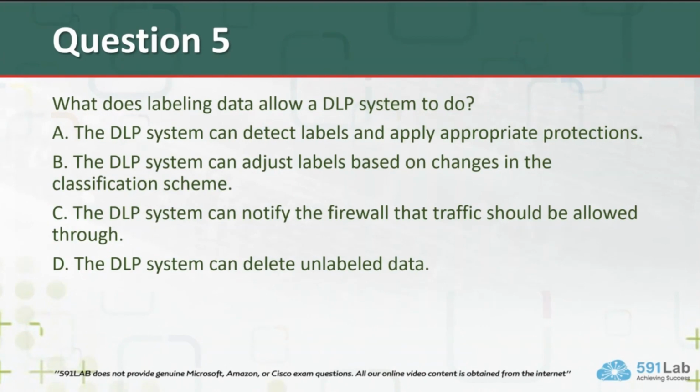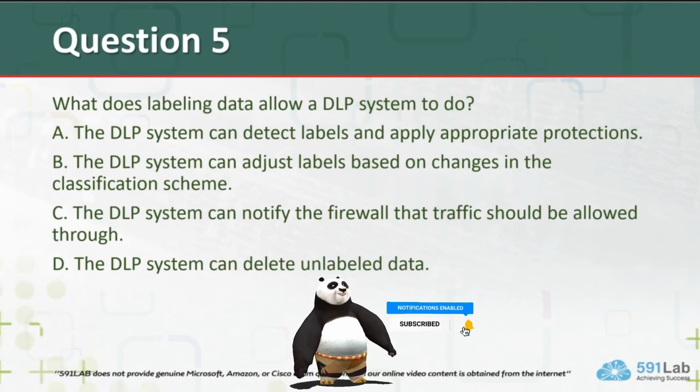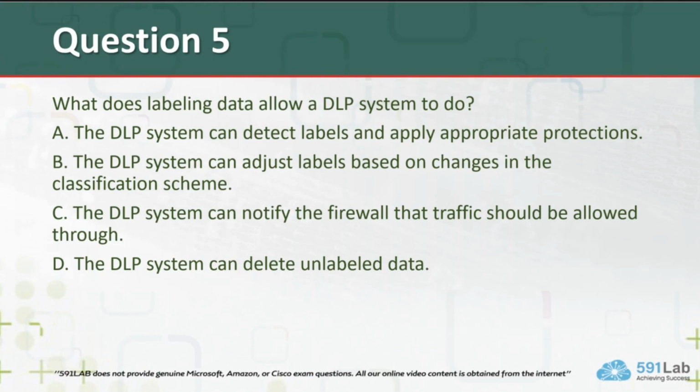Right, next question. What does labeling data allow a DLP system to do? Is it that the DLP system can detect labels and apply appropriate protections? The DLP system can adjust labels based on changes in the classification scheme? The DLP system can notify the firewall that traffic should be allowed through? Or the DLP system can delete unlabeled data?